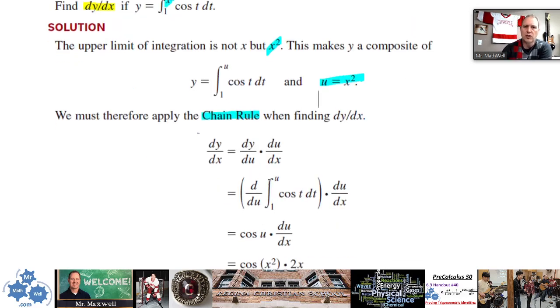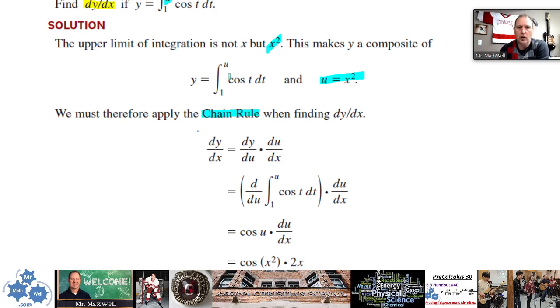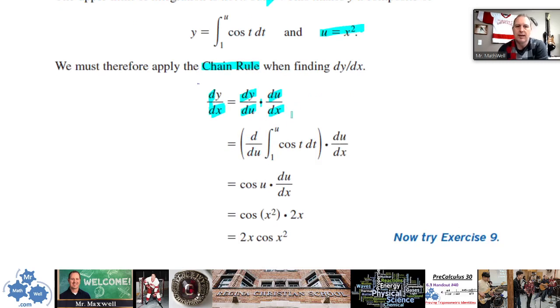So if we took the derivative of y, so here's y, with respect to x, we would have to take the derivative of y with respect to u and then do the chain rule, the derivative of u with respect to x. This is not hard, but simply what this looks like is this. If you see this as just a u, the derivative of u is 1.